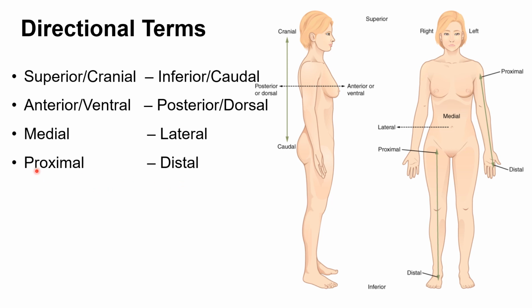Proximal and distal, use these down the limbs. Proximal is where the limb attaches to the torso, in this case the shoulder joint. That is as proximal as we can go, where distal would be towards the tips of the fingers. You can do that in the lower extremity as well.